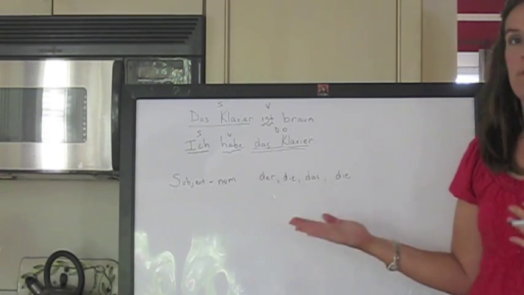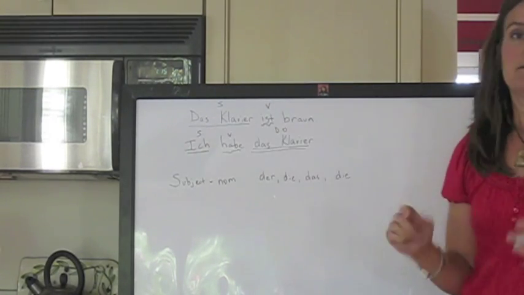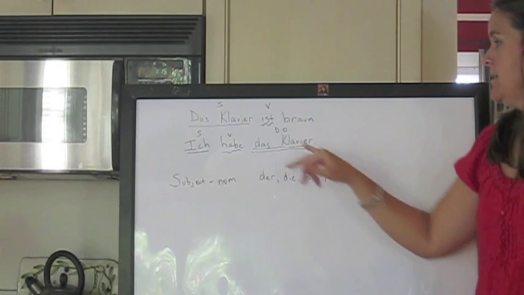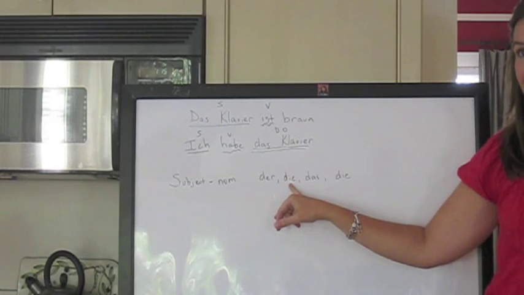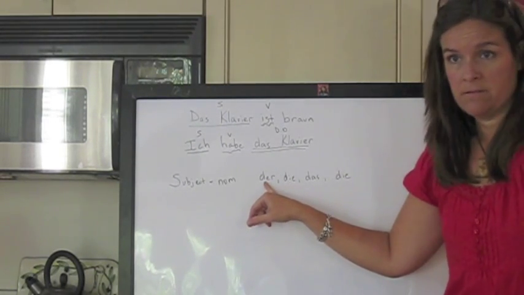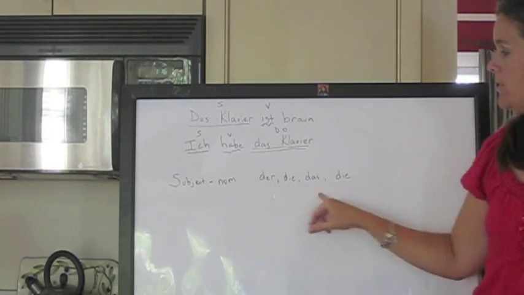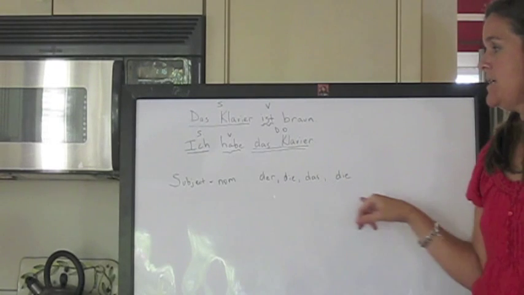When you learn them in the most basic case, which is the nominative case, that is when they are the subject of the sentence. Das Klavier ist braun. Die Gitarre ist alt. Der Sessel ist rot. All of those are the subject of the sentence, and so we use this definite article right here.